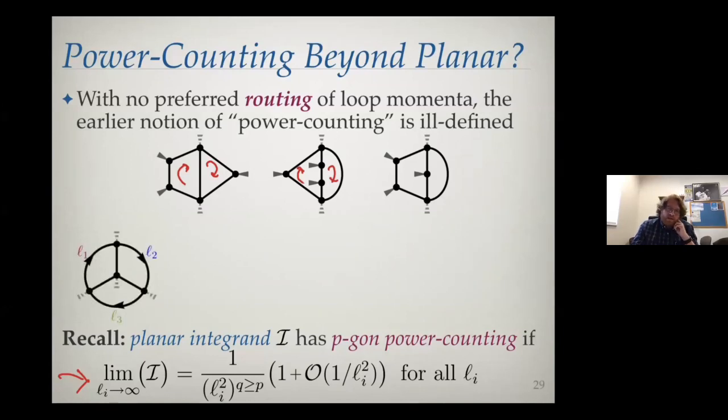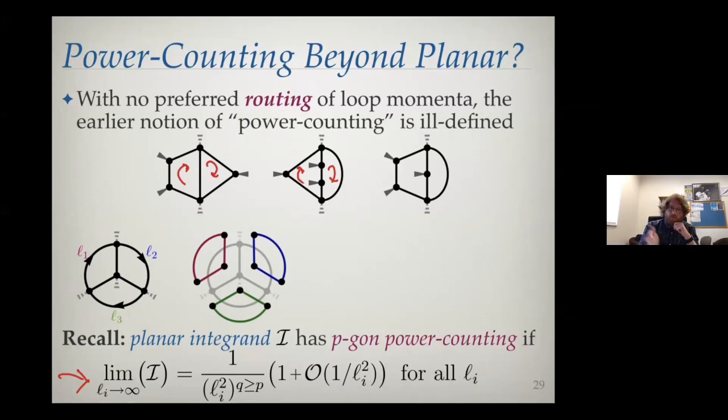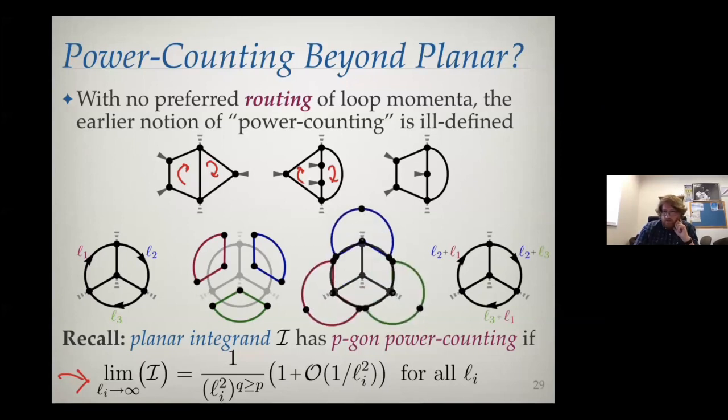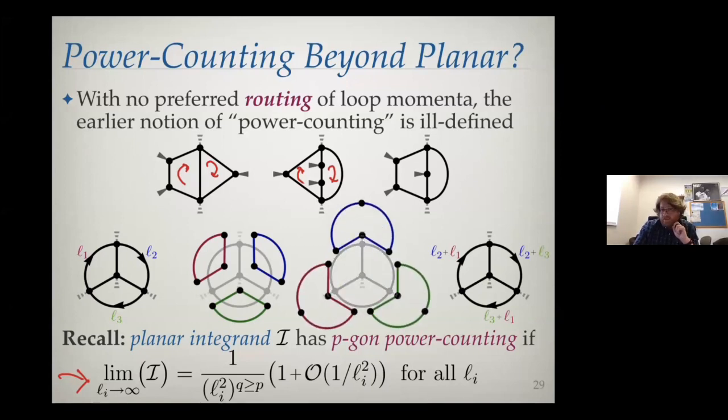Another example of this would be this kind of wheel integral here. And it's natural to call this integral to have box power counting, because all three of the loops have 4 propagators in which they're involved. So as any one of the L's goes off to infinity, you get 4 propagators that turn on. But an equally symmetrical way of labeling this graph would be to label it this way and say that it's 4 boxes. And I claim that there is no good way of associating a unique or minimal way of labeling the graph.